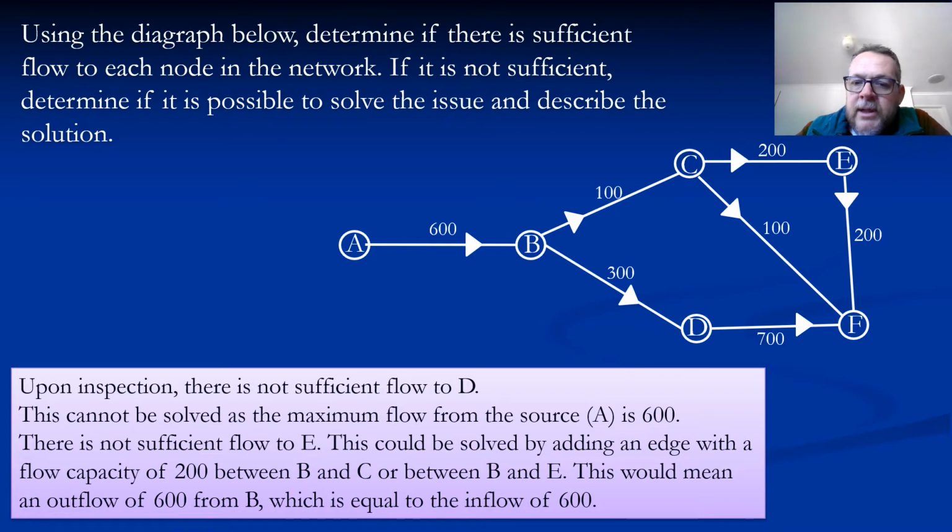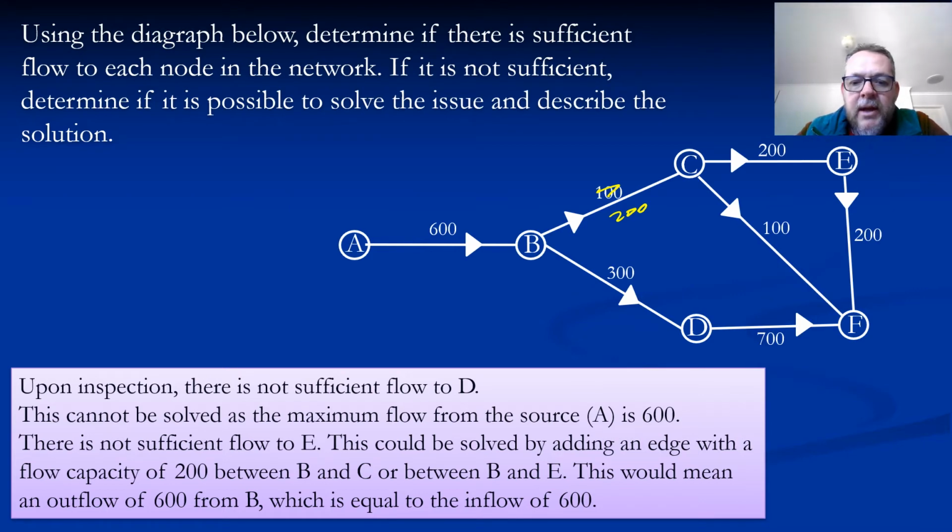And there's not sufficient flow into E as well, is there? So this could be solved by adding an edge with a flow capacity from B to C, or between B and E. So we could change that to 200, for example, or we could go that way and add in a bit more. So we could be adding an edge with a flow capacity between B and C, 200, or between B and E. It would also mean an outflow of 600 from B.